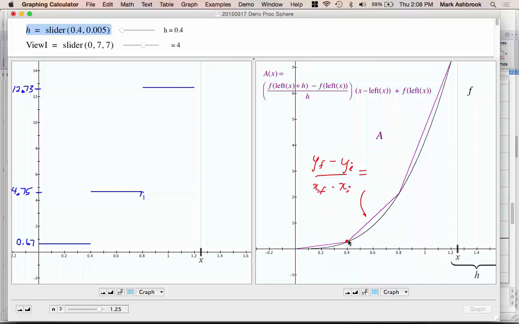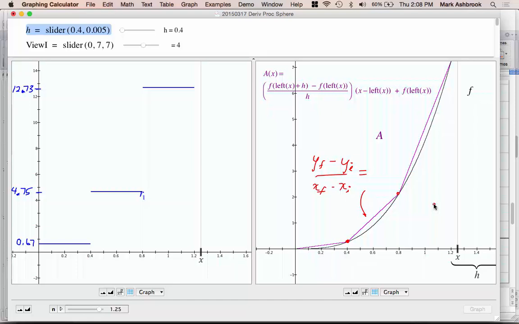I guess what I'm getting confused about is, are we making up points or are we actually using... No, we're using these. We know where that interval starts. It starts at 0.4 and it ends at 0.8. If we're keeping h at 0.4, then we know exactly where that interval starts and stops.